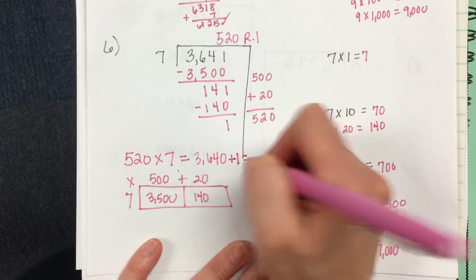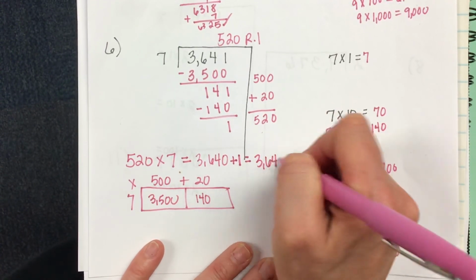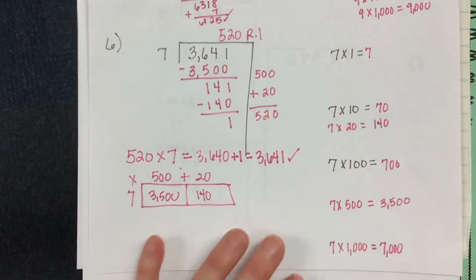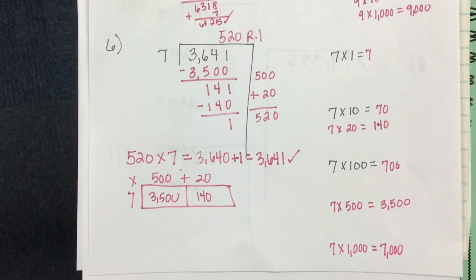And then what did I need to do, Eli? Add my remainder, which is 1. So now I have 3,641. Does that match my dividend? Yes.